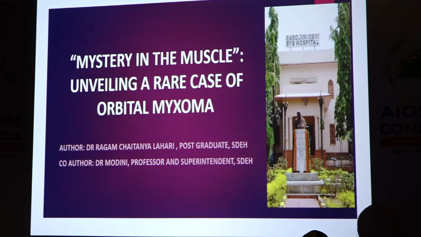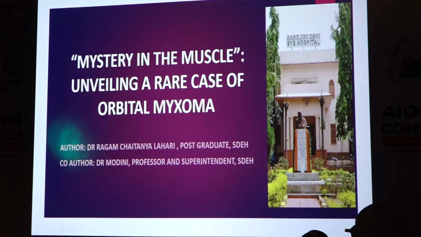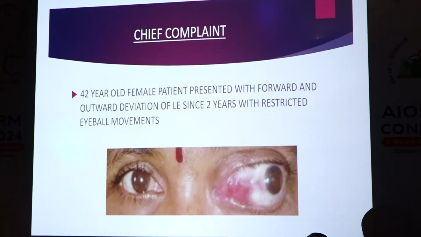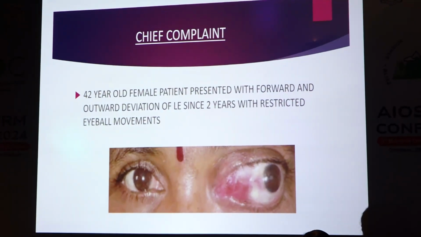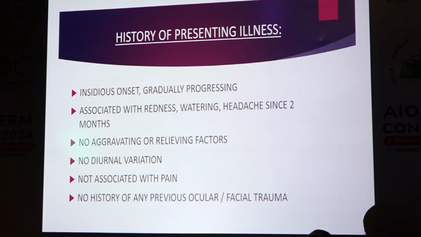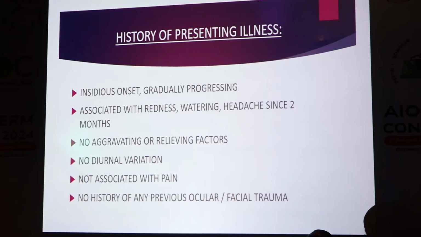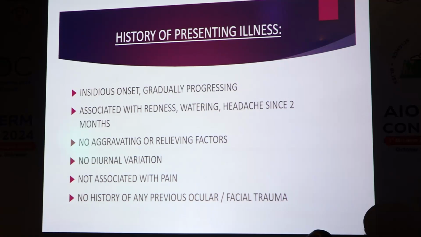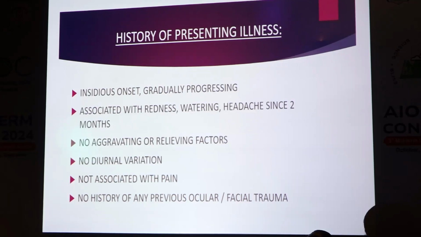Good morning all. I am here to present a case, mystery in the muscle, unveiling a rare case of orbital myxoma. A 42-year-old female presented with a forward and outward deviation in the left eye since 2 years with restricted eyeball movements. Insidious onset, gradually progressing, associated with redness, watering and headache since 2 months. There are no aggravating or relieving factors, no diurnal variations, and it is not associated with pain. There is no history of any previous ocular or facial trauma.